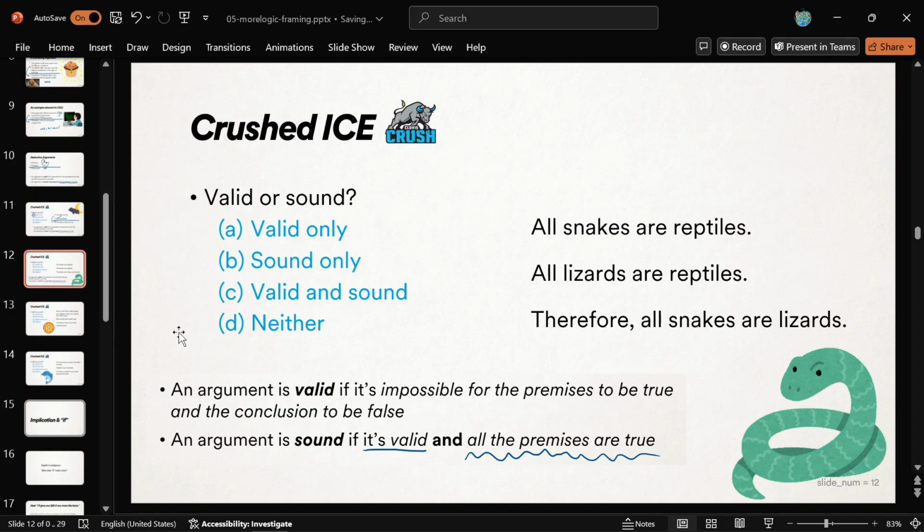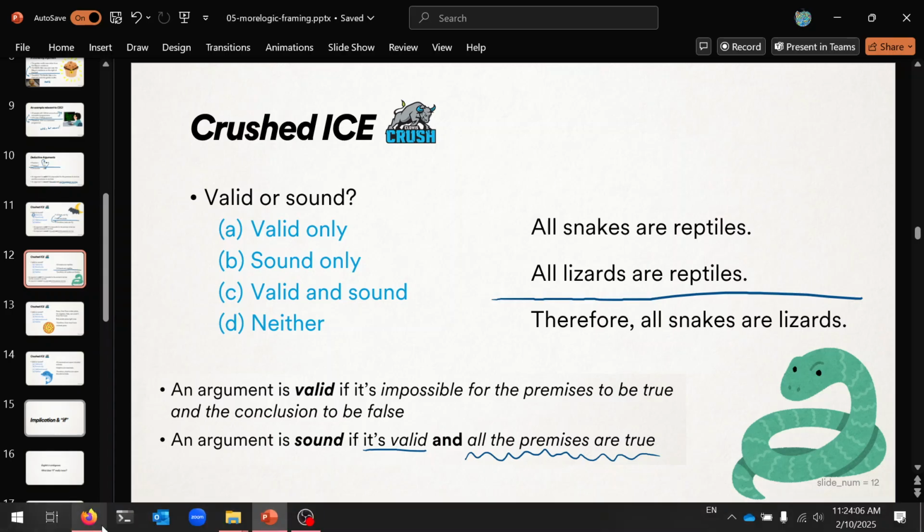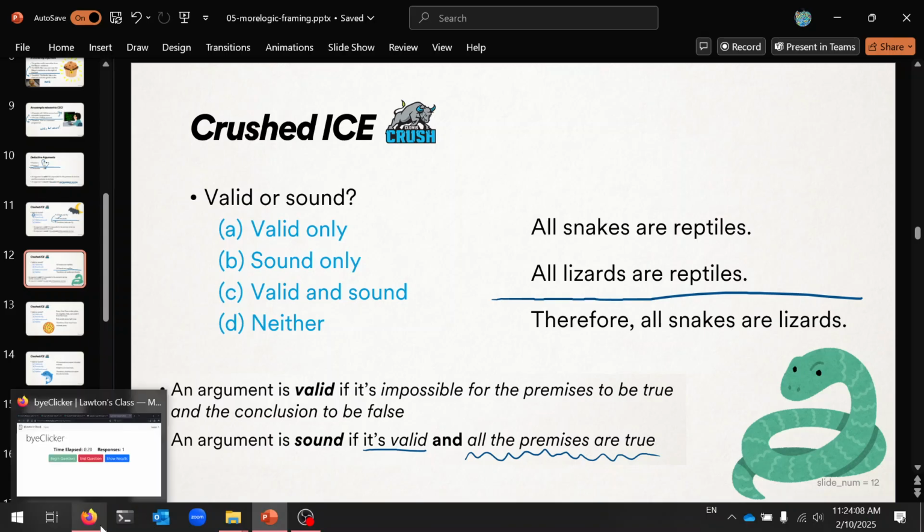Here's your next argument. So assume all snakes are reptiles. Assume all lizards are reptiles. Therefore, all snakes are lizards. All right, there's your argument. See if you can figure out which of these is correct about it. All right, I'll give you just a minute this time, so please discuss. Figure it out.